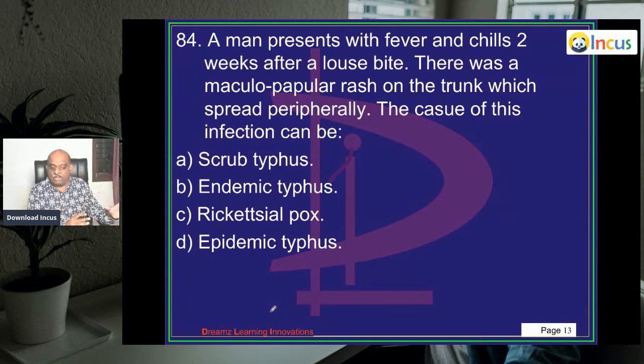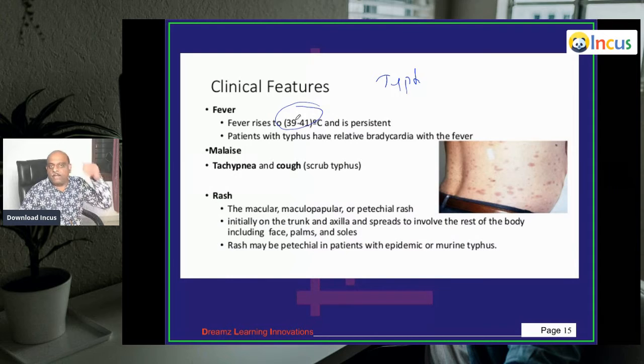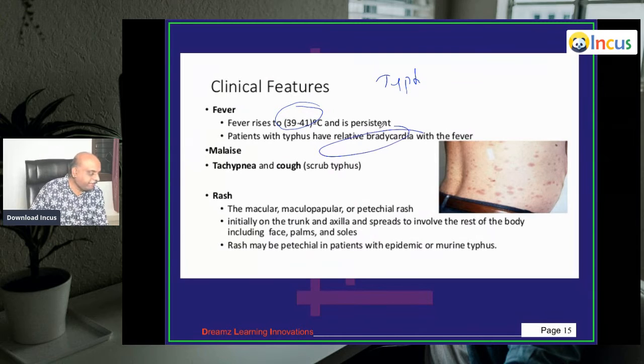A man presents with fever, chills, 2 weeks after a louse bite, and there is a maculopapular rash on the trunk, which is spreading peripherally. It is a classical case of epidemic typhus. Whenever typhus fever is there, the fever rises to 39 to 41 degrees Celsius and it is persistent. Patients who have typhus have relative bradycardia. Whenever fever is there, you are expected to show tachycardia. If the rise of the heart rate is not proportionate, then that is called relative bradycardia.